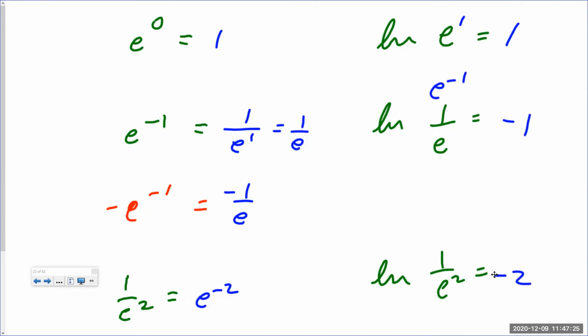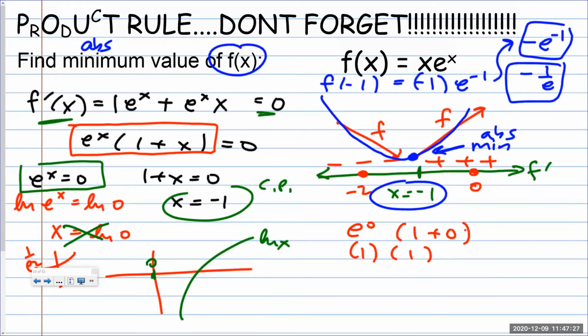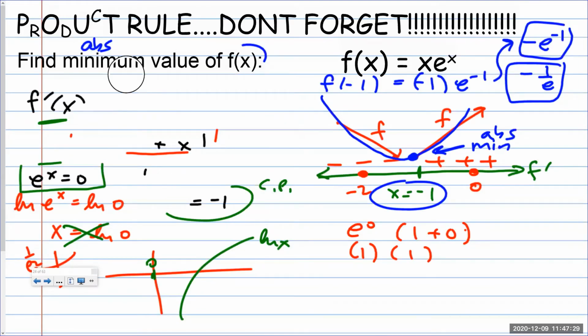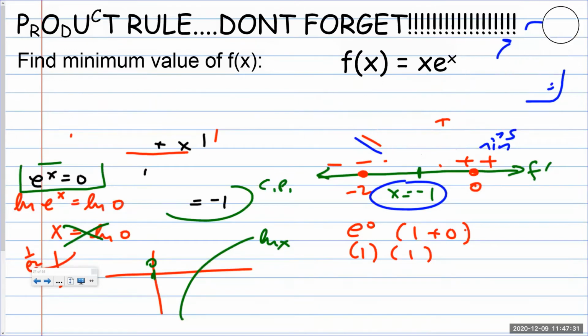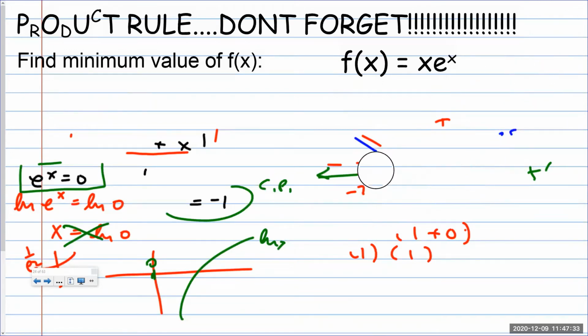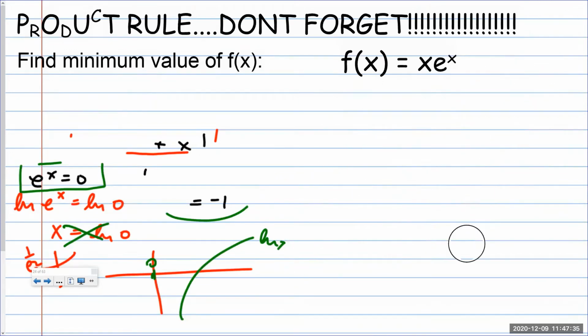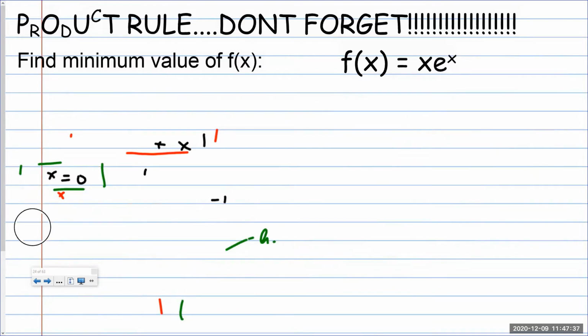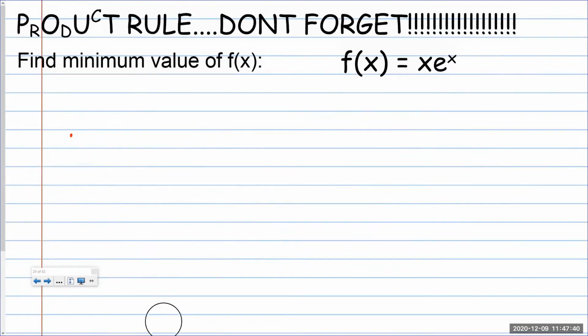All right, let's go to an application problem. What if I wanted to find the minimum value of f? I've got the function x e to the x. And I have no calculator, so I'm going to use calculus to figure out what the minimum value is. Everybody good? If you want to find the minimum, it's really the absolute minimum.